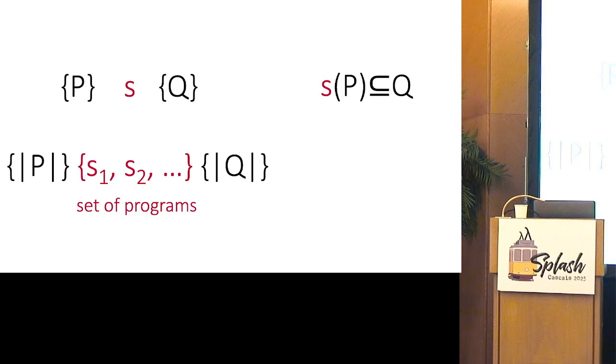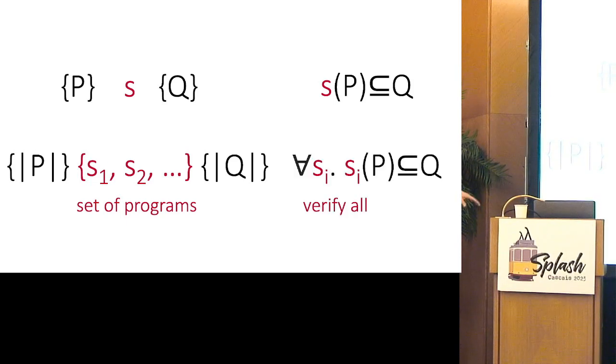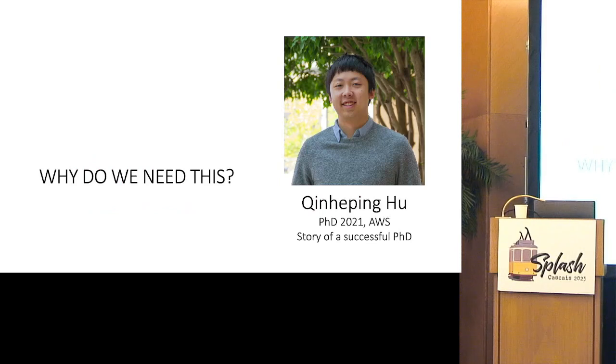The idea is that we're going to have some inputs on which we want to run many possible programs, and we want to satisfy a postcondition. In this case, what we want is that all of those programs satisfy the pre-post condition. Cool? The setting is good? And the important question is, why do you want to do this?